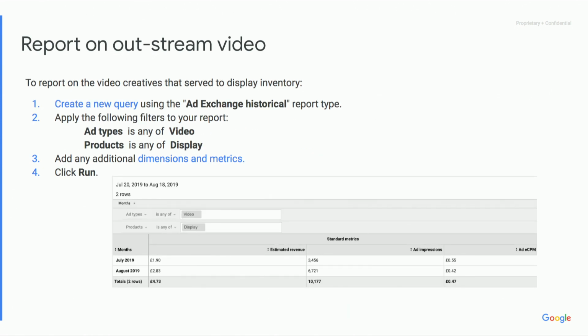Here is where we talk a little bit more about the creative technology dimension, where you can report on video creatives itself that's served to your display inventory, and it'll be sorted by ad type as video and product as display. So this will tell you how well your video or your actual in-article in-feed ads or video ads are performing in those ad units.